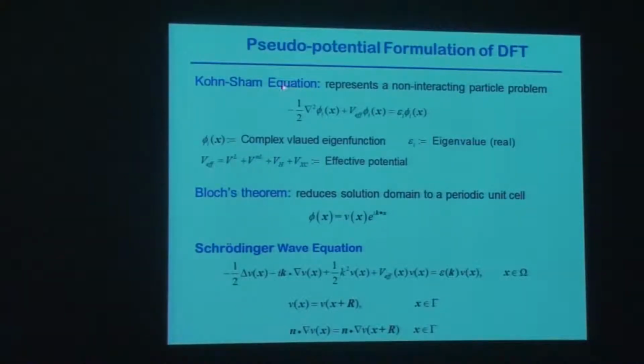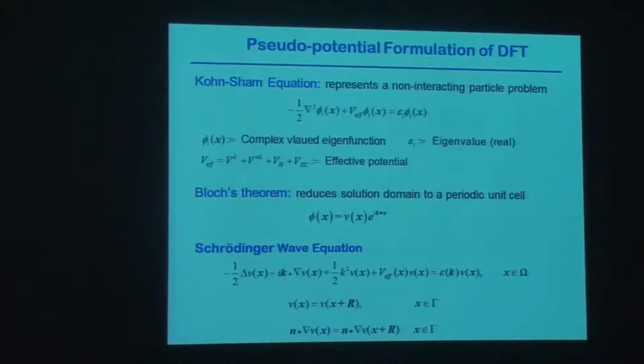Kohn-Sham equations represent a non-interacting particle problem moving in an effective potential, V effective. In this equation, phi is the complex valued eigenfunction, epsilon is the real valued eigenvalue, and V effective is the effective potential, which has 4 parts: local, non-local, Hartree, and exchange correlation functions. And these potential functions are quite involved by themselves as well.